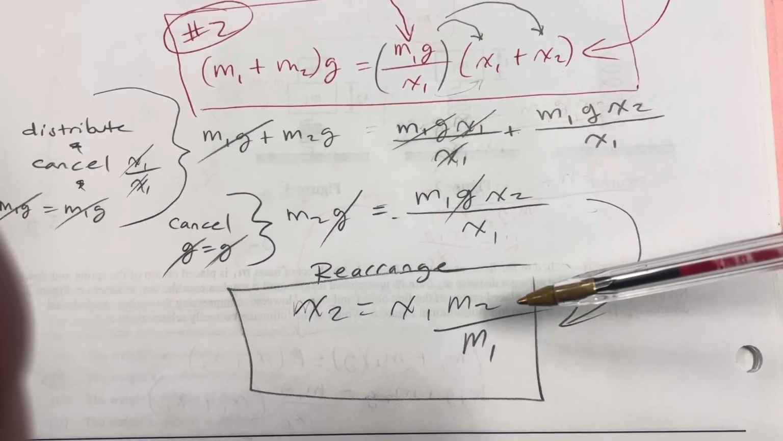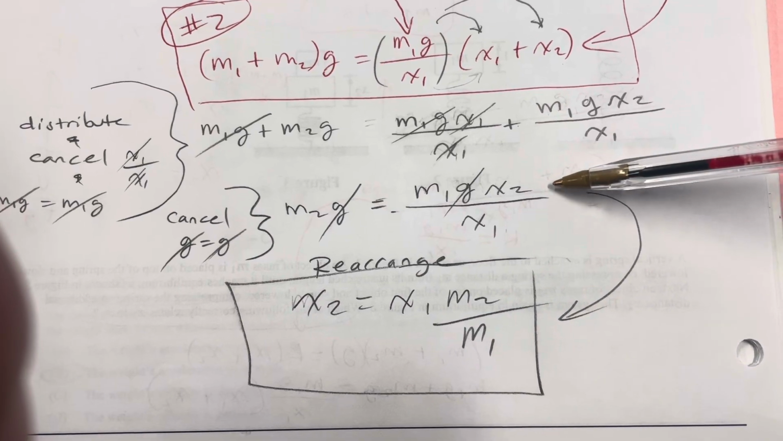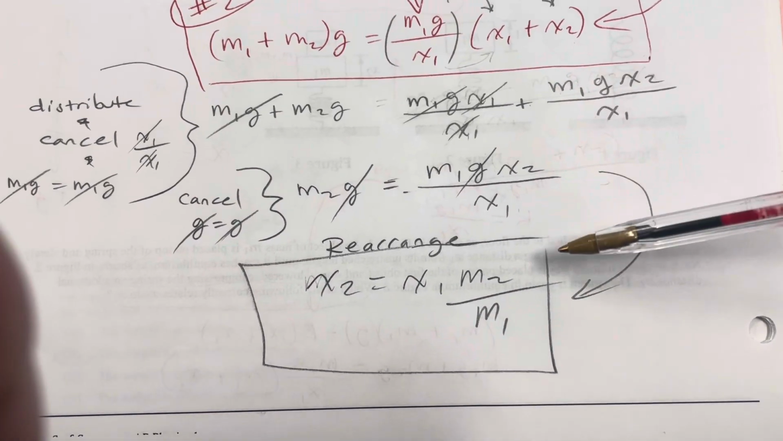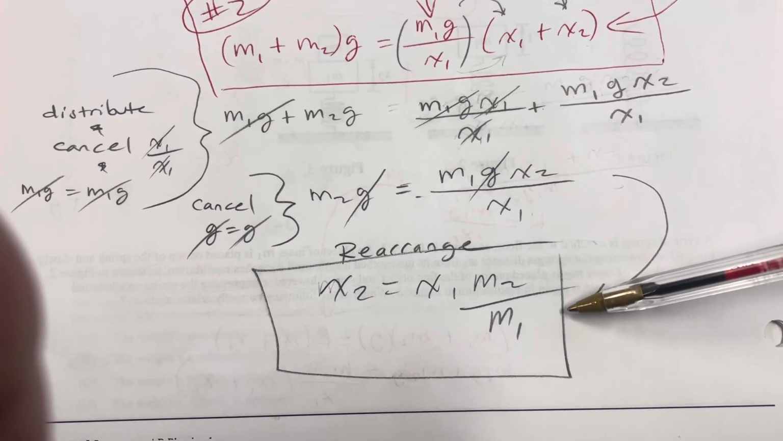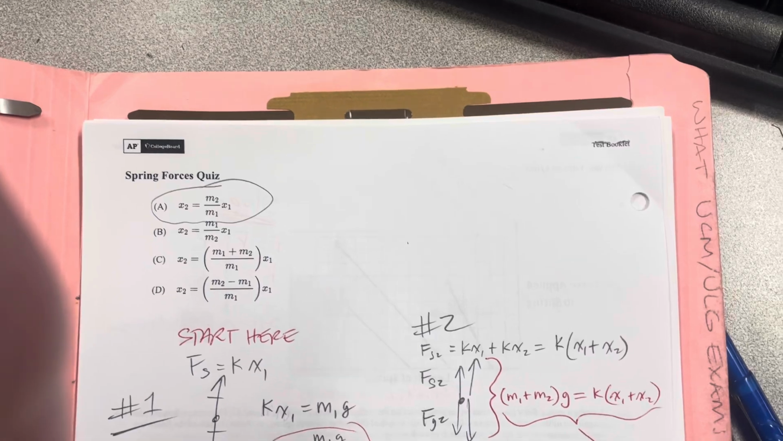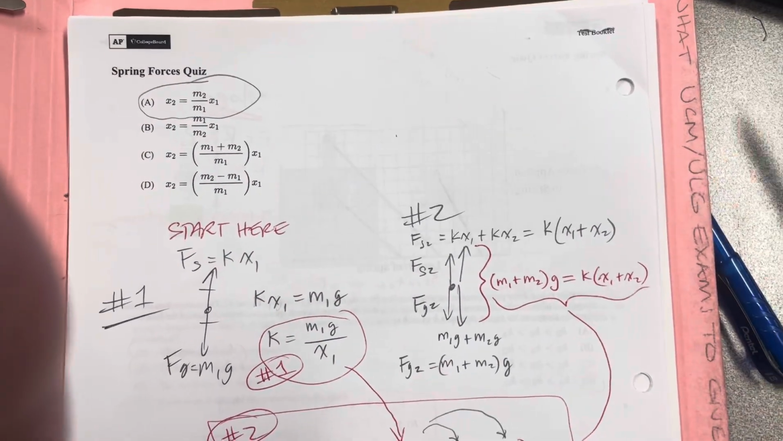And you can rearrange to solve for x2, since that's the way we want it. We want to solve for x2. If you solve for x2, you get x1 times m2 over m1. And that's actually the final answer in the series of the quizzes there. So that one's actually a little bit of a trick, so hopefully that helps you out.